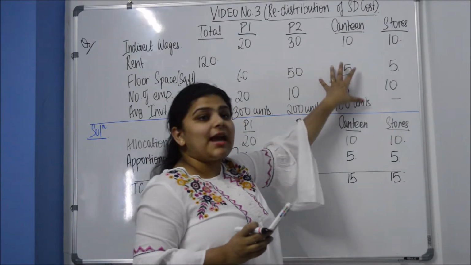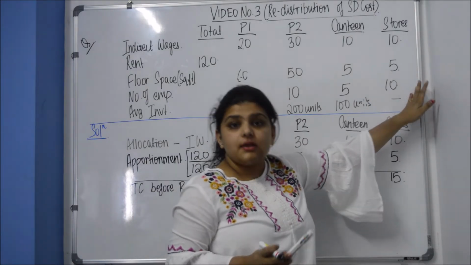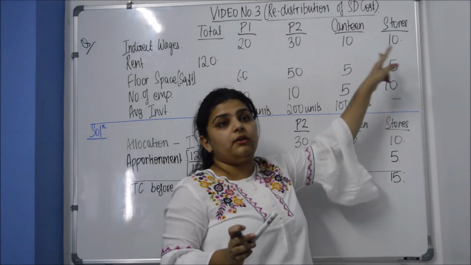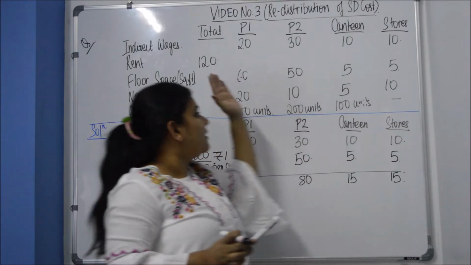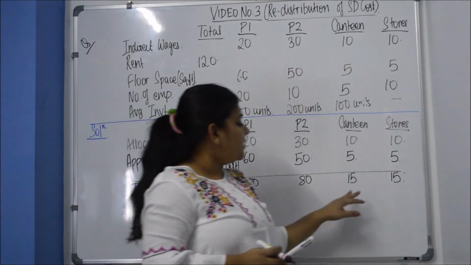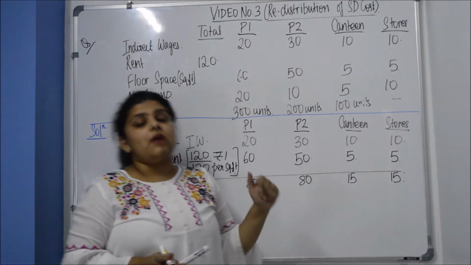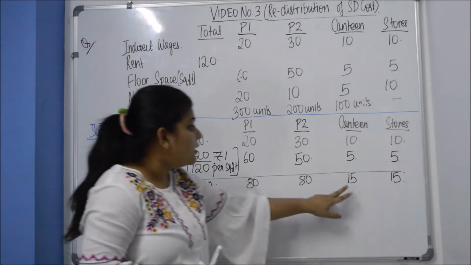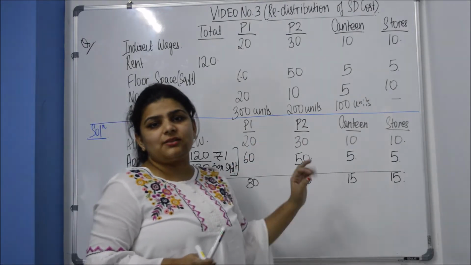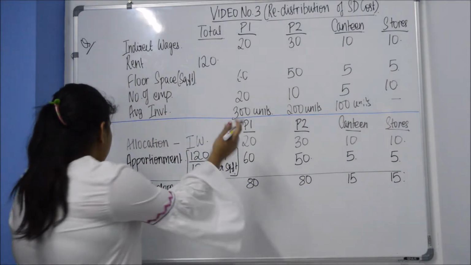Why? Because this canteen is providing services to P1, P2 as well as the stores. But in the direct method, what do we say? We say ignore the services provided to the other service department and directly give your cost to the production departments. Therefore, canteen department cost rupees 15 will be divided only in P1 and P2. Now, on what basis should I divide that cost? Since it is a canteen where people are eating food, the best basis to distribute this cost would be the number of employees.